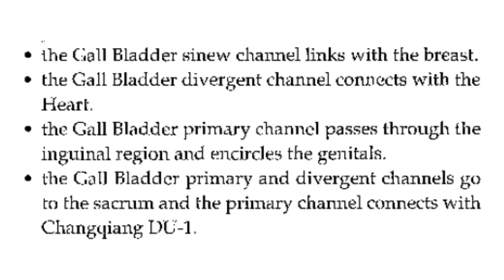The gallbladder primary channel passes through the inguinal region and encircles the genitals. The gallbladder primary and divergent channels go to the sacrum and the primary channel connects with Du1.